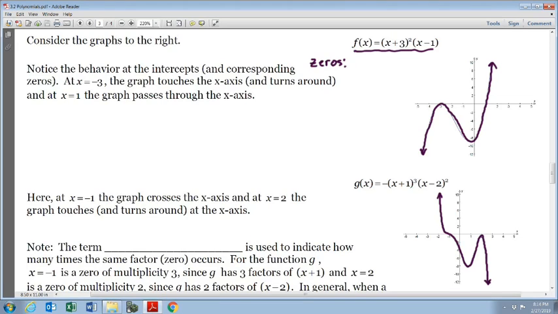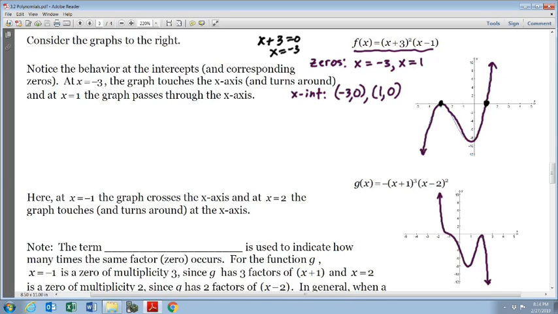Negative 3. If x plus 3 is a factor, we know negative 3 is a 0. In fact, you can always set the factor equal to 0, and when you solve this, you get x is negative 3, which is the 0. But we know if x plus 3 is a factor, that negative 3 is a 0. If x minus 1 is a factor, then we know 1 is a 0. The corresponding x-intercepts are negative 3, 0, and 1, 0, and you can see those on the graph here.